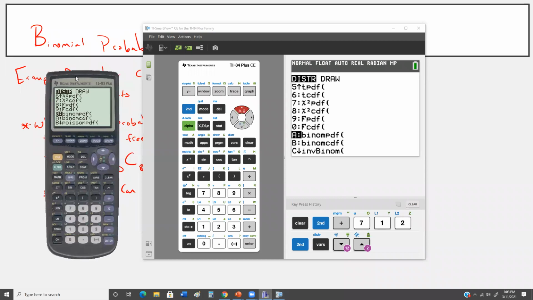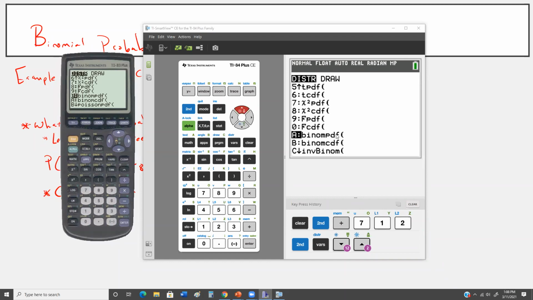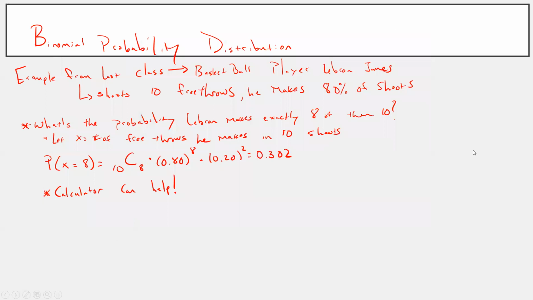Now, PDF stands for what's called a probability density function, and CDF stands for what's called a cumulative density function, all right? We're going to more formally define both the probability density function and the cumulative density function in the next class or in the next section. But this is incredibly important. If you want to find the probability where you're exactly equal to something, where it's just an equal, you're going to use the binomPDF. If you ever want to find a probability where it's less than or equal to some value, then you're going to use the binomCDF, okay?